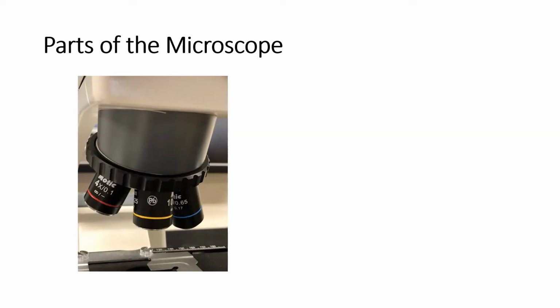The next part of the microscope I want to talk about is the nose piece. So this is the nose piece, and on the end of the nose piece are the objective lenses. And these objective lenses, you have 4 objective lenses on our microscopes, and this part can rotate around. So you can choose which objective is over the slide. The slide would be down here.